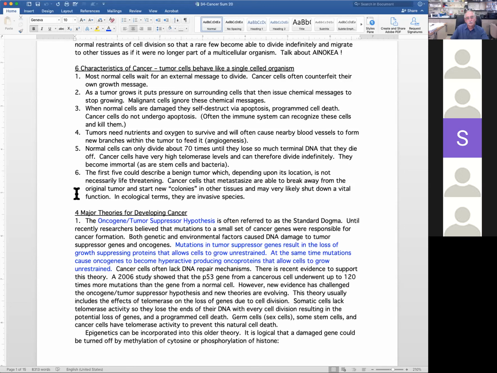In terms of ecology, which I think we do need to start looking at cancer cells in terms of ecology and Darwinian features and stuff. They're really an invasive species. They try to take over every niche possible.